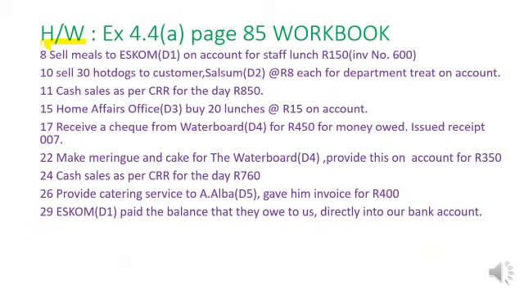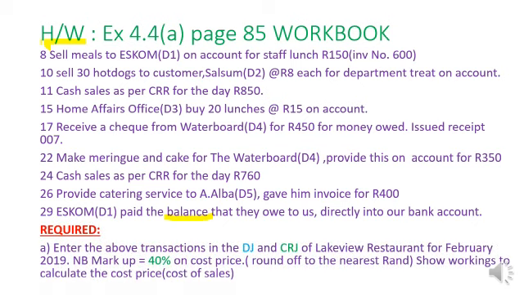And then lastly, Eskom, data number 1. In other words, we are repeating. Remember, we had a transaction with Eskom on day 8. Now it's him again. Paid the balance that they owe to us directly into our bank account. Here, you are not given the amount, but you are told the clue here. The clue for you to know how much was paid is this one. So it means you simply go through all the transactions and look how many transactions do we have with Eskom. So by this date, how much was Eskom owing the business? That is the amount that was actually paid. So that should not give you a problem to calculate.